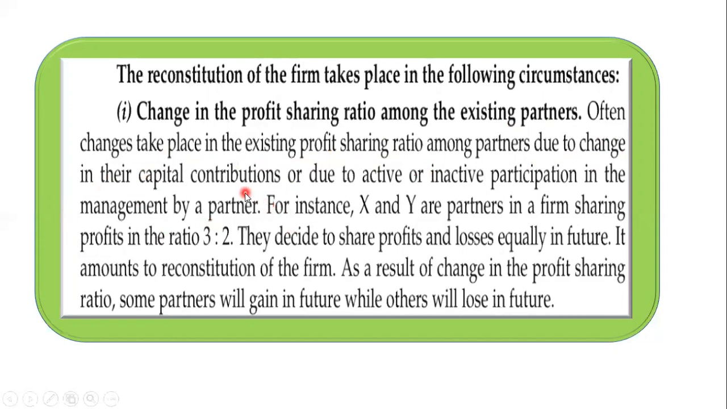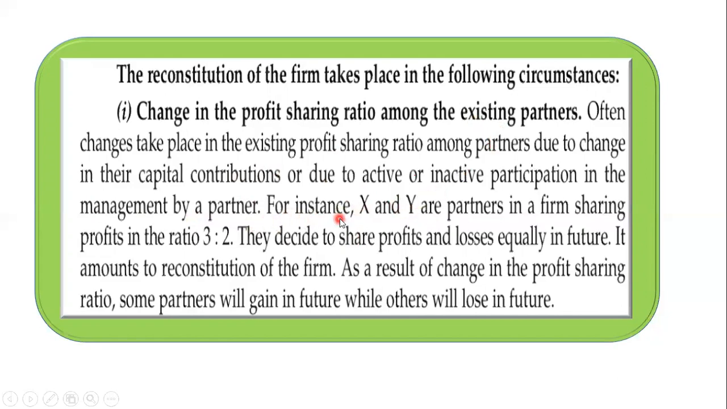Suppose that Mr. A has invested rupees 5 lakh as capital, B has invested rupees 4 lakh and C has invested rupees 3 lakhs. So they can change their profit sharing ratio and their capital ratio also. So there may be one basis of capital contribution, or due to active or non-active participation in the management by a partner. Suppose that there are three partners and two partners are very active, or one partner is sleeping, means not active or not participating in the management. So the other partners may raise the question that you are not participating so we will share more and you will share less. So there may be some other agreement. These are some examples of the ways to change the profit sharing ratio.